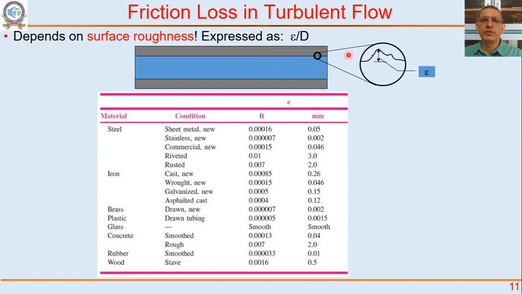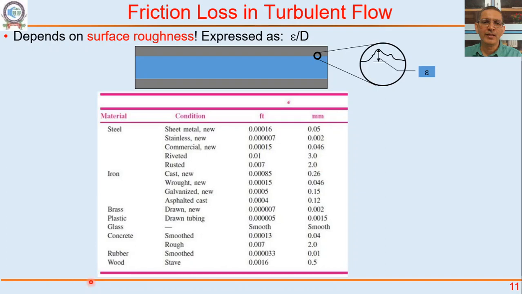Okay, just to tell you about this roughness, if you look at a pipe surface in a microscope, you will see that pipe surface is not uniform, it is wavy, it is rough. And this height of that rough part is called epsilon, and is expressed in terms of epsilon by D. So values of epsilon in terms of millimeters or in terms of feet are given for different pipes, and this changes with respect to operation. You can take a steel pipe, brand new, it will have an epsilon of 0.05, but if it is rusted, epsilon can be 2.